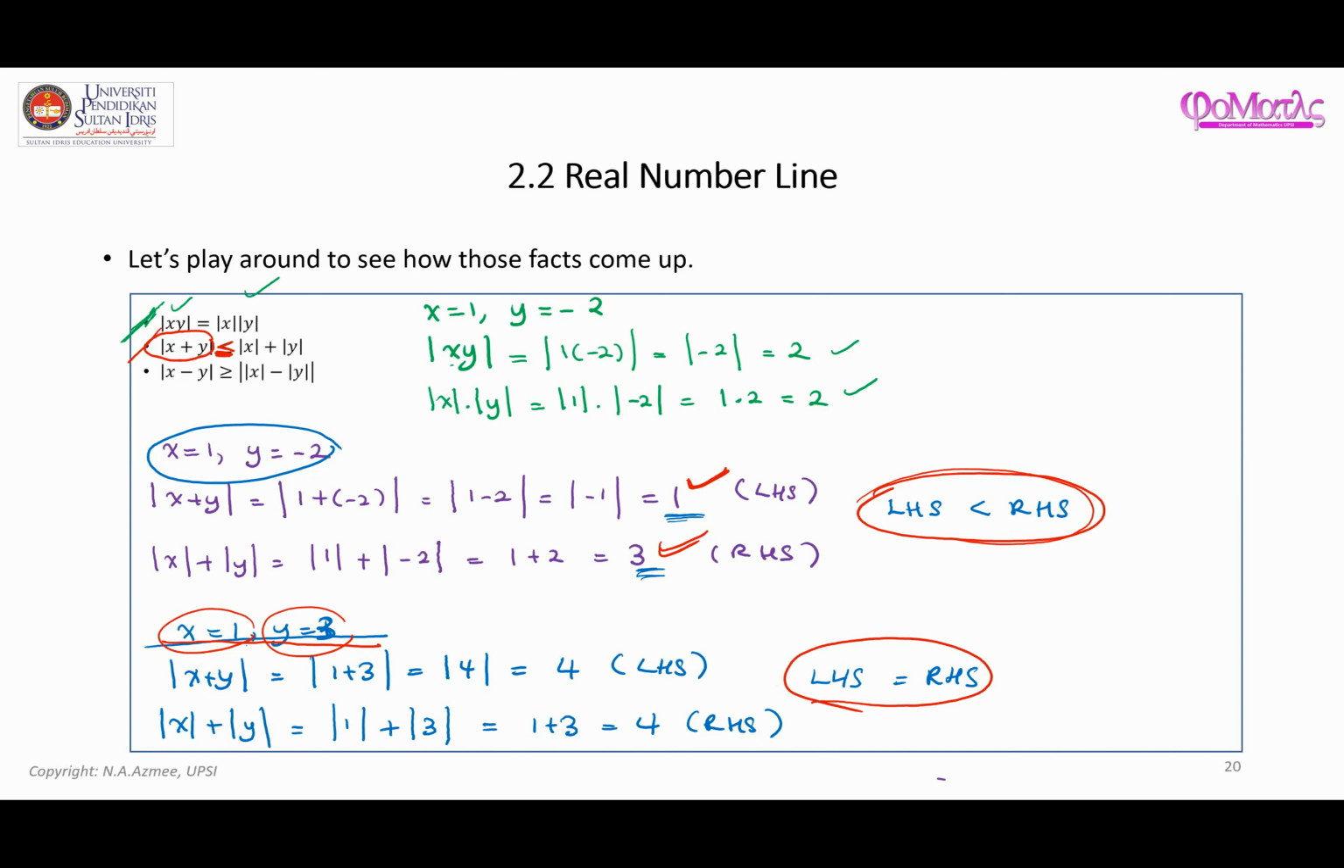You can play around with numbers to see how the facts given here come up, and I trust that you can do the same thing for the third one here. I just leave it to you to do on your own, and hopefully you're able to see how these facts come up, and maybe you can be more confident when dealing with absolute values in general.